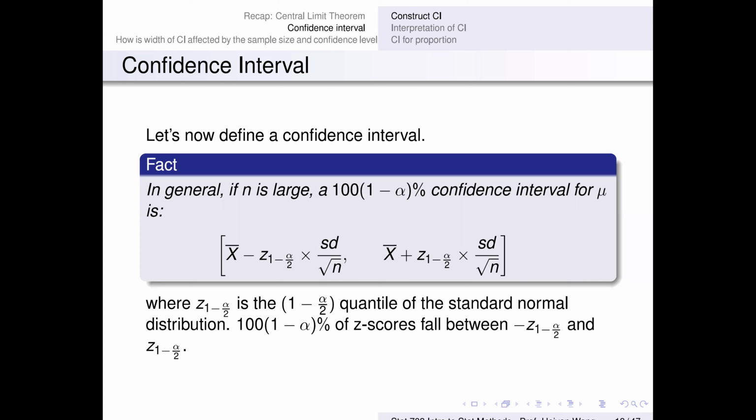This formula, if we want to compute it in R, we could just think of it as x bar being the center, and from the center we move to the left by z times SD over square root of n, and also move to the right the same amount. If you compute it in R, because x bar is the center, you can think of this as the distribution from the normal quantile: use qnorm with x bar as the mean, and SD over square root of n as the standard deviation.